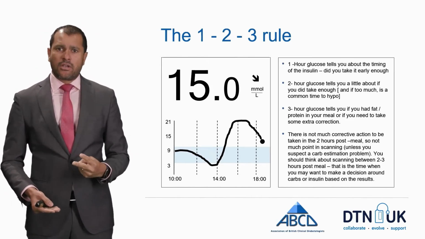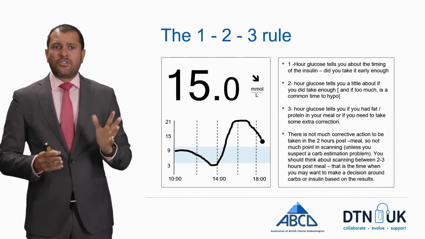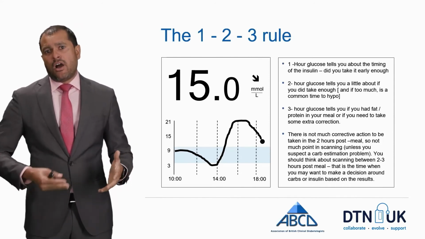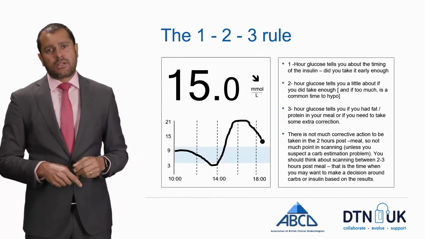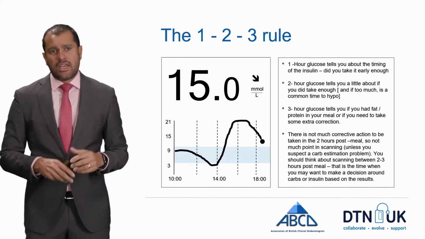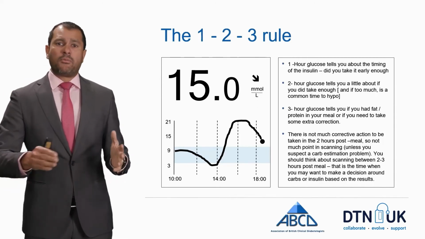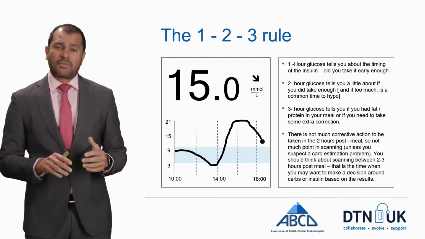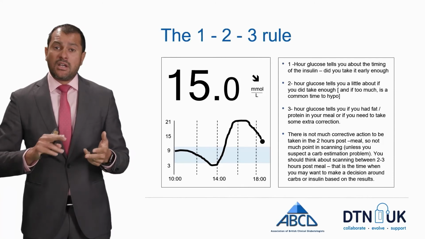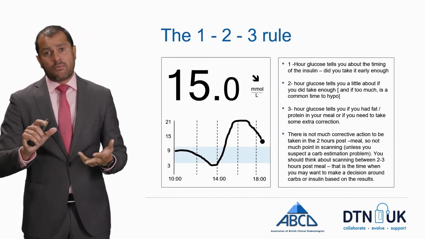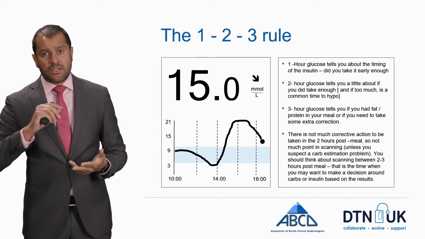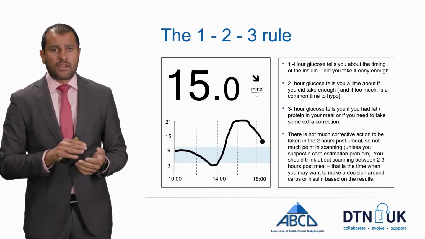So the 2 hour glucose tells you if you took enough insulin. And if you're high at 2 hours and you're not coming down, then that means you might want to think about doing a correction at some point. Even at that point though, you might be dropping and you might want to wait and see what's happening. If you're already low at 2 hours, that could lead to hypoglycemia, and so that's a good time where you might want to take that preventative dose of carbs.